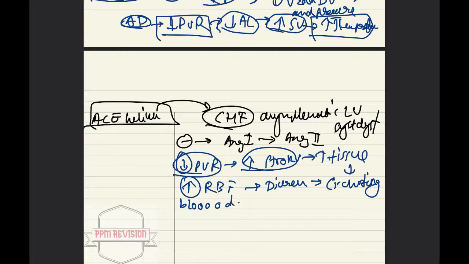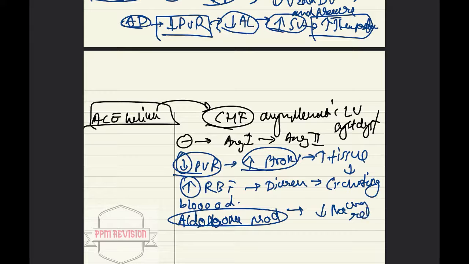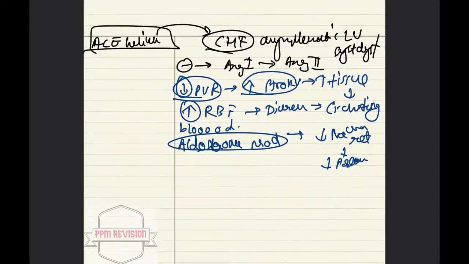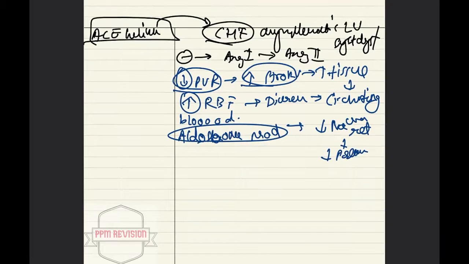Next, looking at aldosterone production. What is happening is there is a decrease in sodium and water retention, and due to this there is a decrease in preload as well. Now moving ahead, there is a decrease in pressure in the atria and pulmonary circuit, a decrease in the atria as well as the pulmonary circuit.